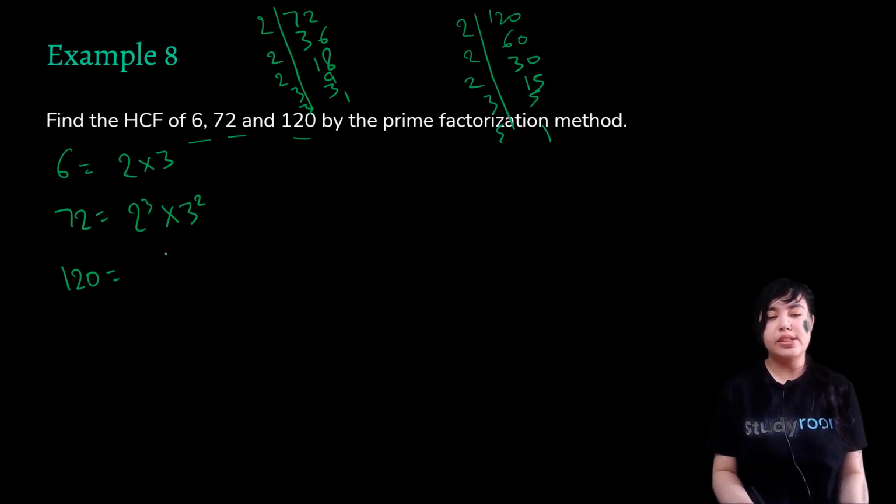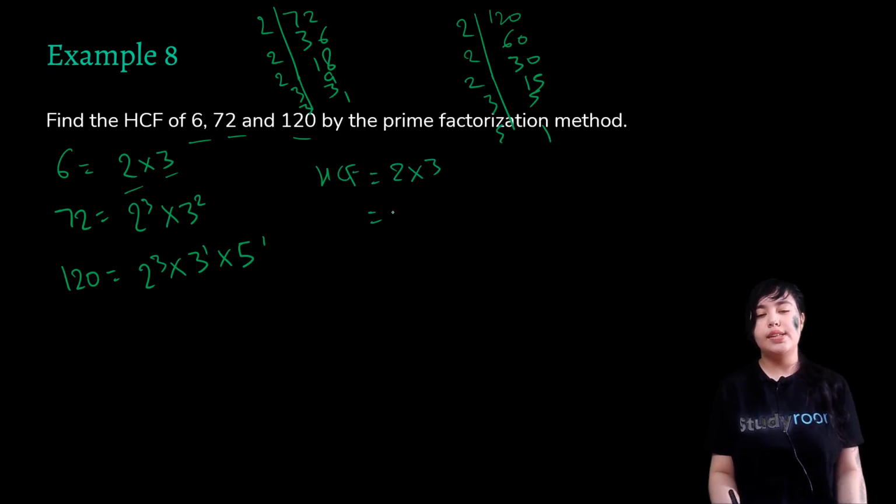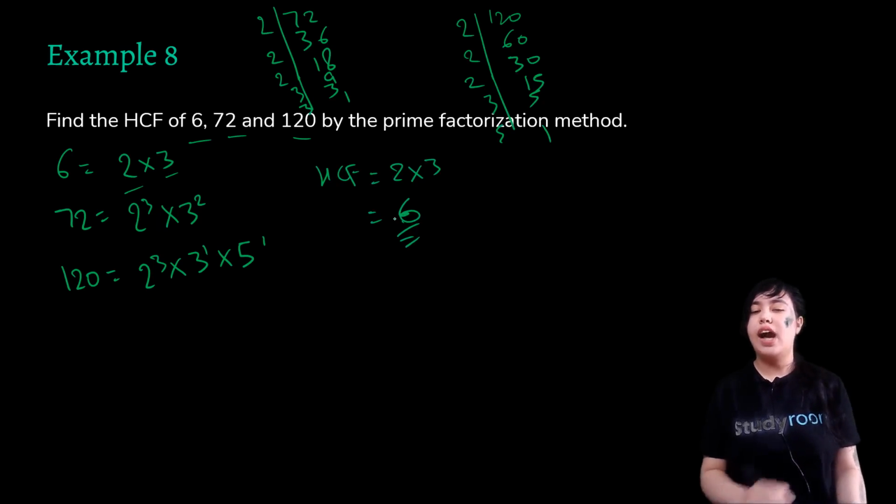So 2 repeats 3 times. And then you have 3 to the power 1 and 5 to the power 1. You have to find out the HCF. So look for common factors. 2 and 3 are the only common factors here. So HCF is equal to 2 into 3 is equal to 6. So that is your answer. Okay.